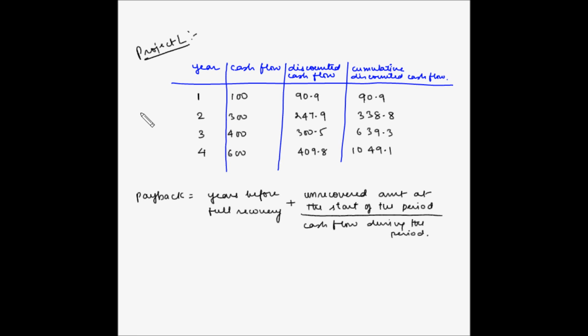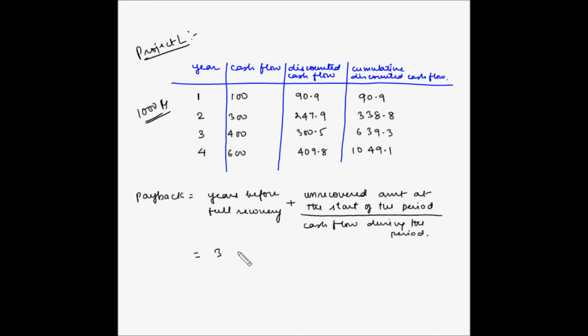So the initial investment outlay for project L was 1000 rupees. So we have to recover this amount. Now we are recovering 639.3 rupees at the end of the third year. And at the end of the fourth year, we will recover 1049.1 rupees. So we will be recovering 1000 rupees during the fourth year. So the years before full recovery is 3.